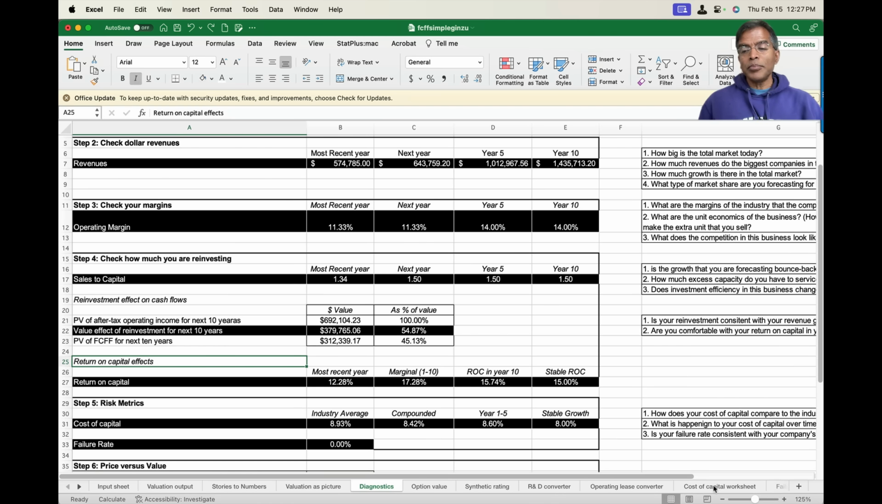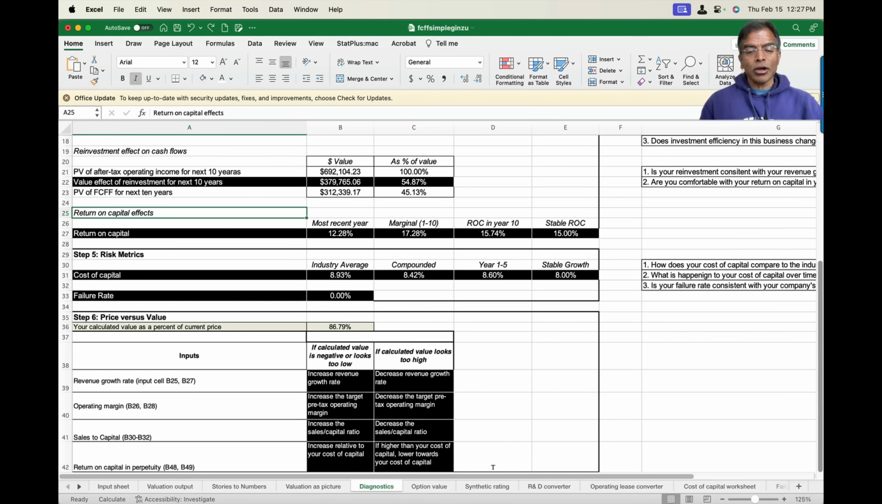So the diagnostic page is basically a page where it says, look, if you feel your value is too low, here are some of the things that fix it. I'm not saying that you should just go and change them, but these are the cells that are driving it. If your calculated value is too low, it's because your revenue growth rate might be too low. Increasing it will increase your value. Your margins might be too low. Again, I'm not suggesting you do this, but it tells you the dynamics that will drive the value up or down.